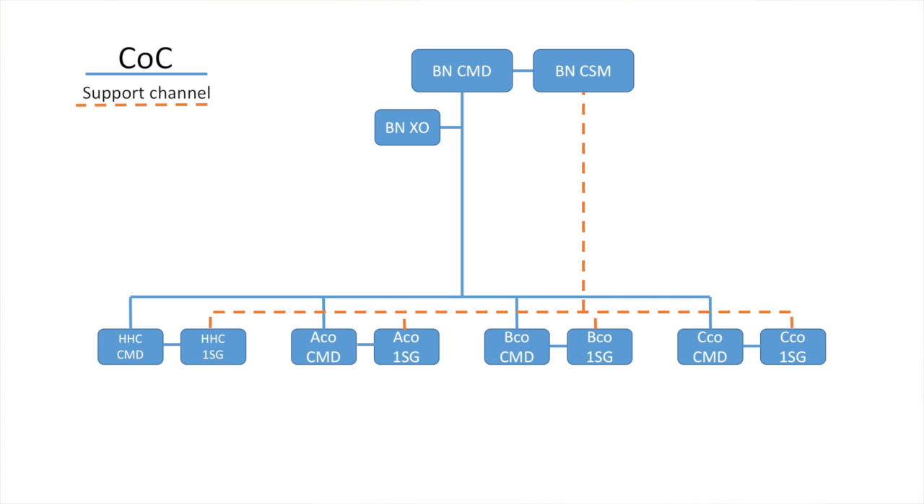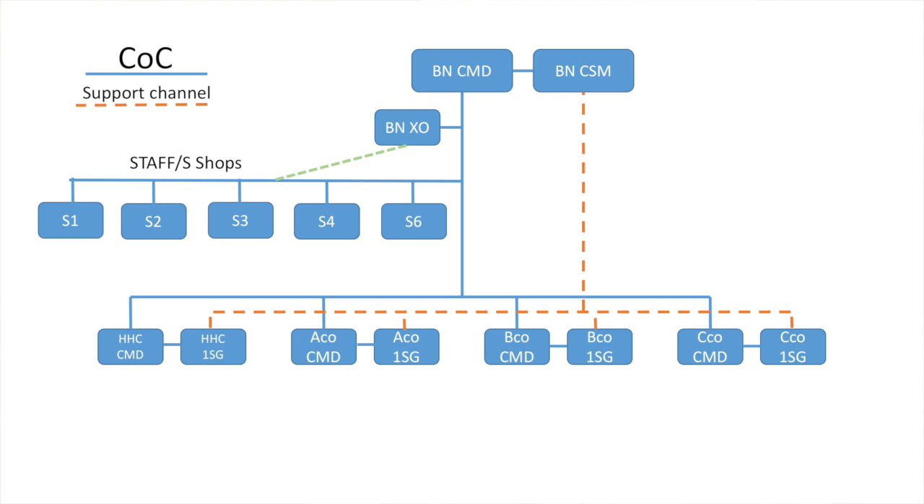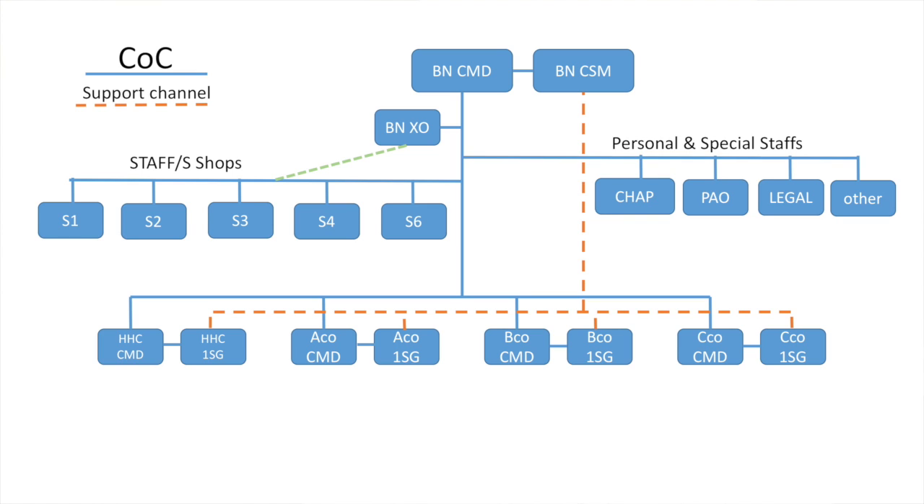Now, if you go up from the company commander, you'll notice that the battalion commander has a similar structure. However, the only difference is he has several staff members that makes up the S-shops, and depending on the unit, he also has additional officers that makes up the special staff. Now, in future videos, I'll discuss how the S-shop functions, but for now, we'll just keep it at that.